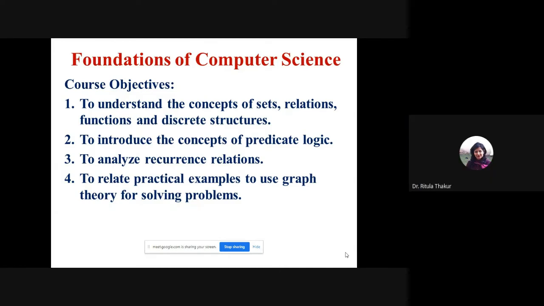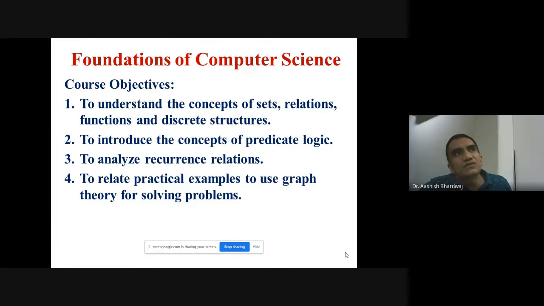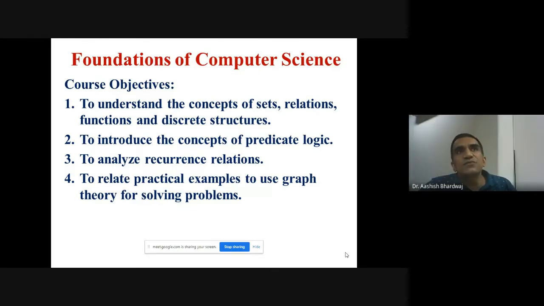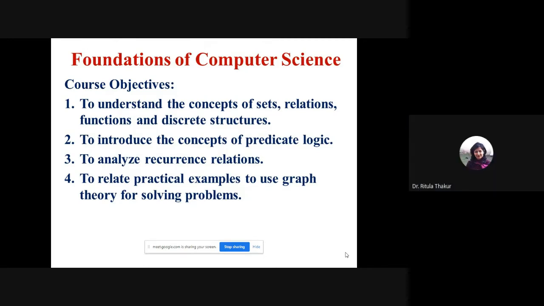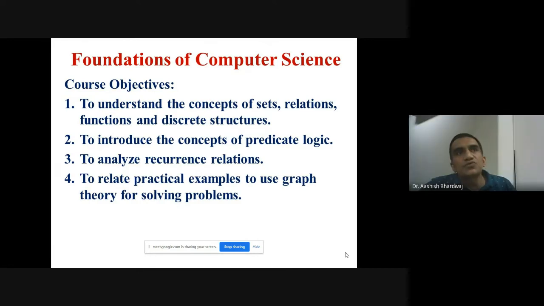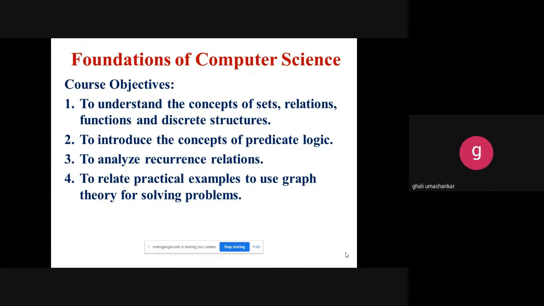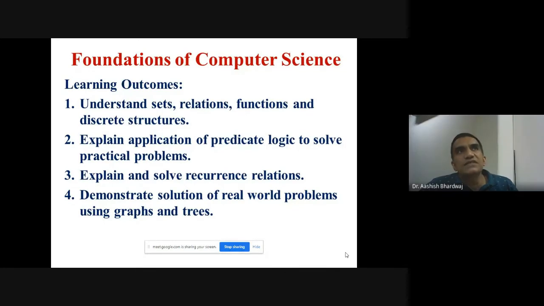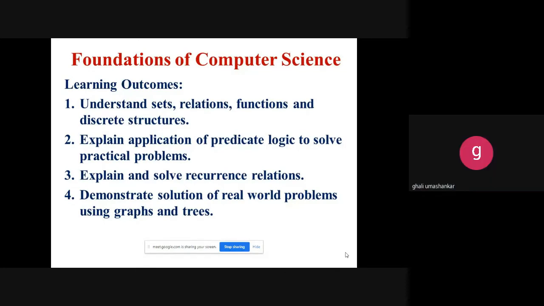Yes, sir. This is Foundations of Computer Science for the first semester of BTech Computer Science and Engineering. Okay. Course objective is to understand the concepts of sets, relations, functions, and discrete structures. Second is to introduce concepts of predicate logic. Third is to analyze different relations. To relate practical examples, to use graph theory. Okay, you have written. Outcomes is to understand sets, relations, and explain.